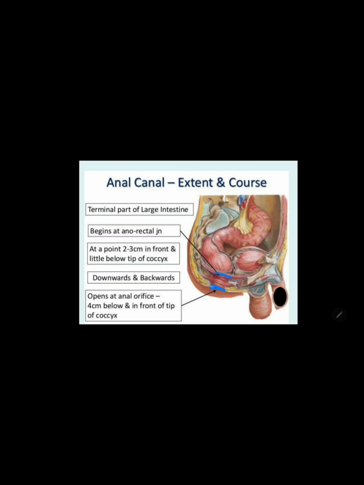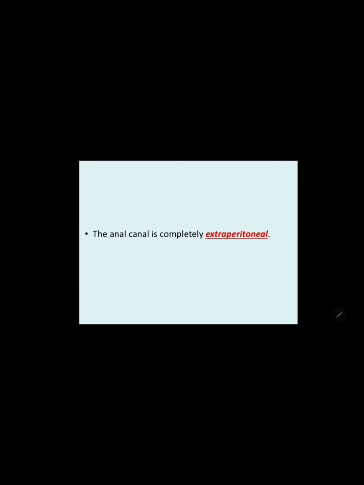Then coming to the surgical anatomy of the anal canal, it begins at the anorectal junction and terminates at the anal verge. So this much is the terminal part of the alimentary canal that we call the anal canal, and it roughly measures around 2 to 4 cm in length, generally longer in males than females. And the anal canal is completely extraperitoneal.